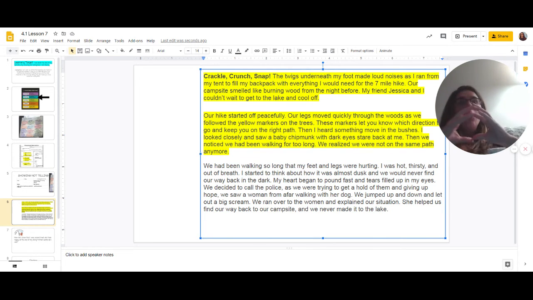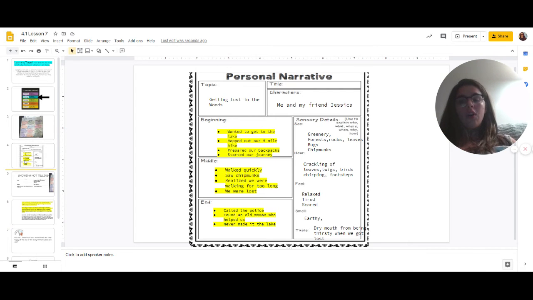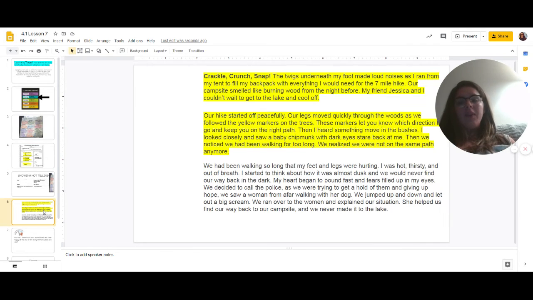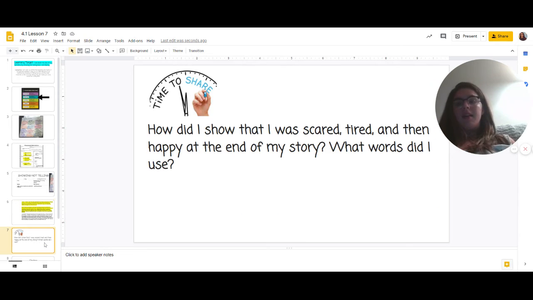So today, you're going to work on the ending. Remember, you're going to have to open up a new tab on Otis so that you can find your graphic organizer that you made a few weeks ago, and so that you can find what else you wrote about the beginning and middle. Okay? How did I show that I was scared, tired, and then happy at the end of my story? What words did I use? Pause the video now and share out by raising your hand or share out in the chat box. If you're doing this independently, share out with someone at home or write down what I used.